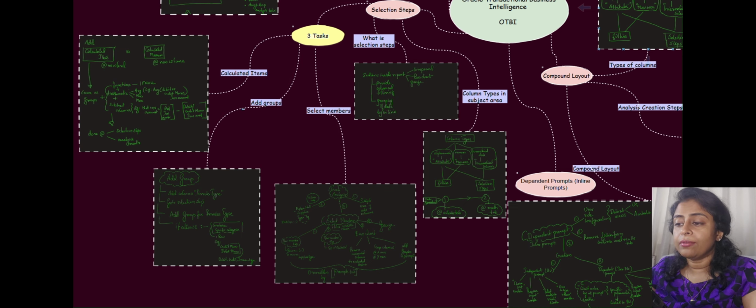Calculated items for advanced analysis. Calculated items take grouping to the next level with full arithmetic capabilities. While add groups simply sums the values, calculated items can perform averages, find minimums, maximums, or create complex custom formulas.